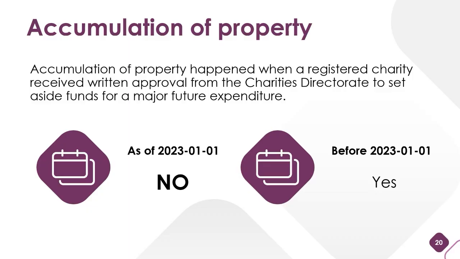Before January 1st, 2023, charities could request this option, which would allow them to exclude accumulated property from their DQ. As of January 1st, 2023, this is no longer an option. If a charity received approval to accumulate property before January 2023, the approval is still valid under the terms indicated until the approved period expires. Note that we will not grant extensions.